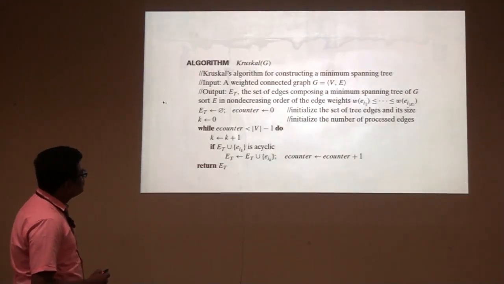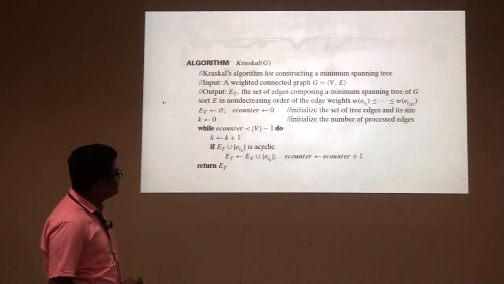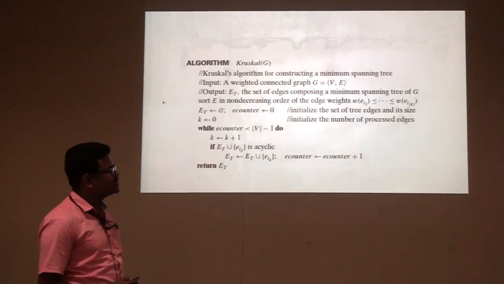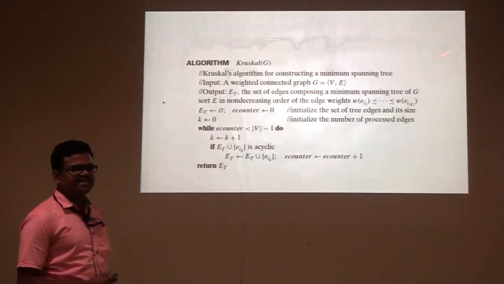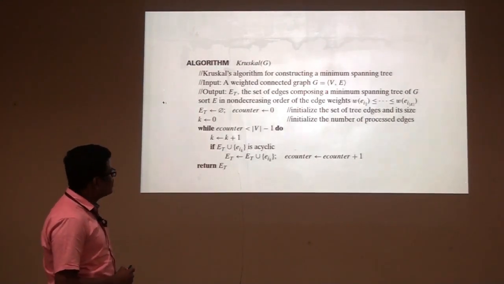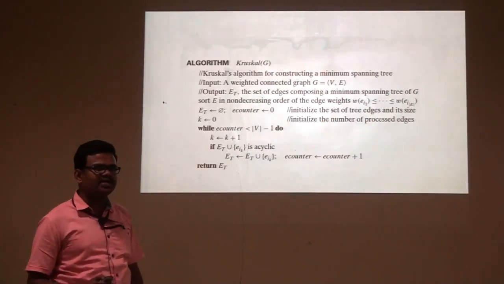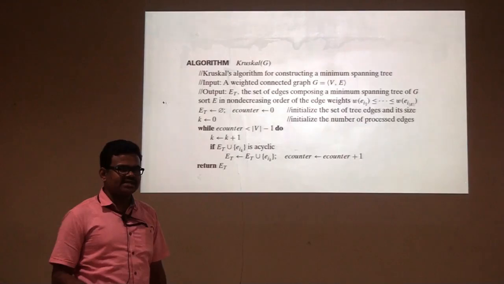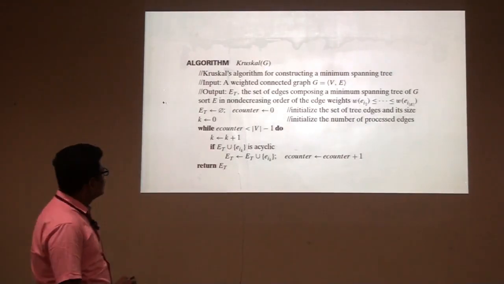Here also we have our algorithm. In Kruskal's algorithm we are going to construct the minimum spanning tree, and the given input is the edges and the vertices of the graph. The output is the set of edges composing the minimum spanning tree. So for the graph we are going to select the minimum distance, that is the minimum edges from one vertex to the next vertex.